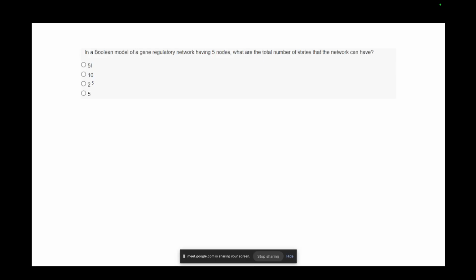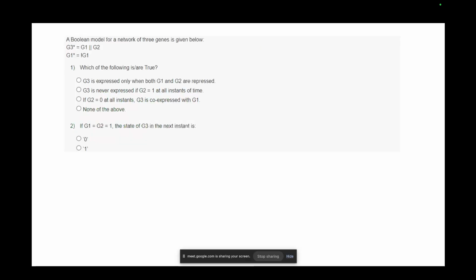Okay, the answer is 2 to the power 5. So the answer is actually 2 to the power n. If you have 5 nodes, it's going to be 2 to the power 5. If you have n number of nodes, it will be 2 to the power n. So yeah, it's simple. Moving on.